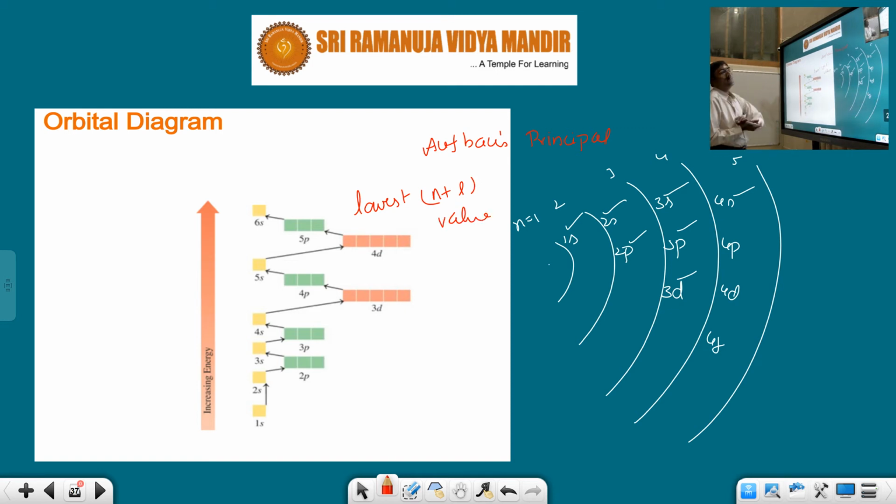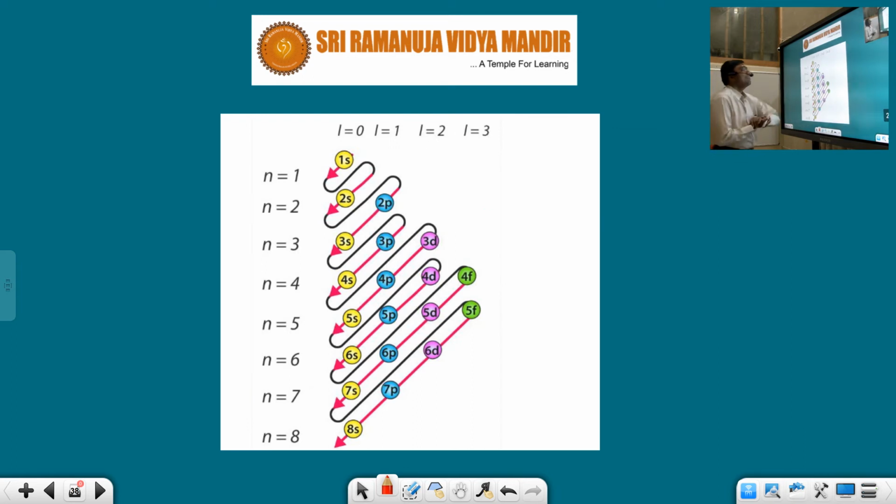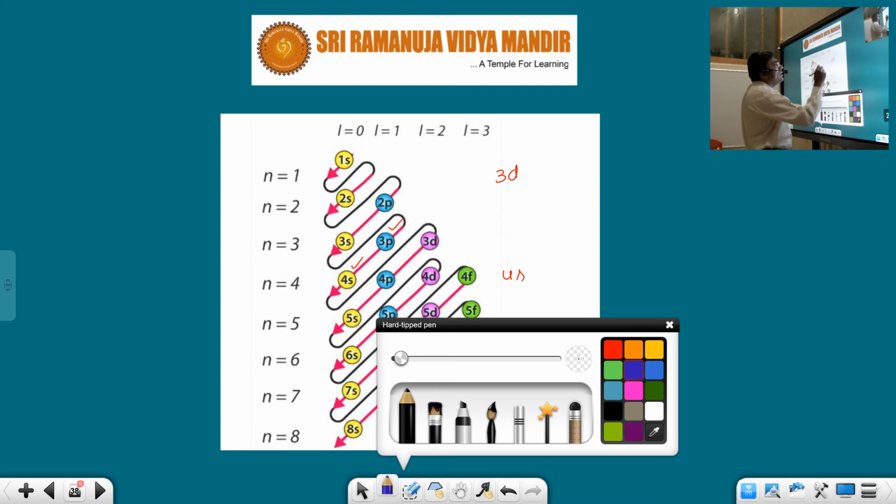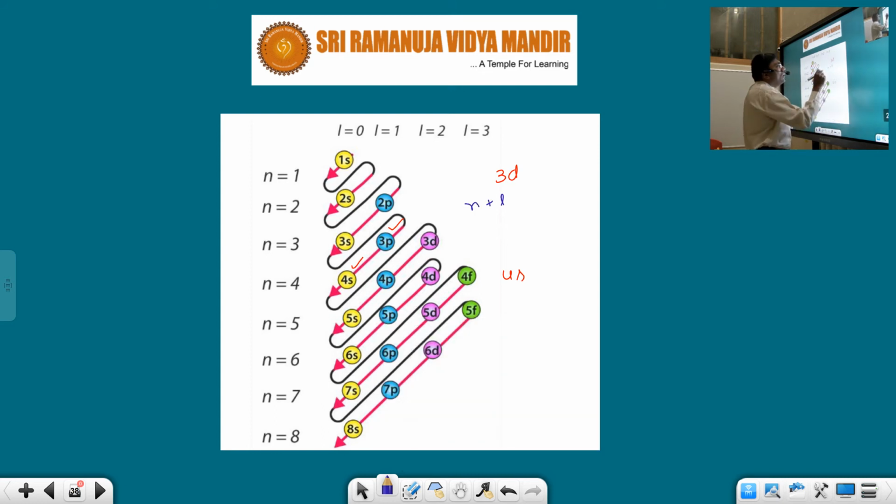Now, n means principal quantum number and l means azimuthal quantum number, or orbital quantum number. These energy levels depend on them. This is how you should work it out. Have a look here. After 3p, 3d should come, but what is coming? 4s is coming. So right here, 3d and 4s. Find out the n plus l values for both.